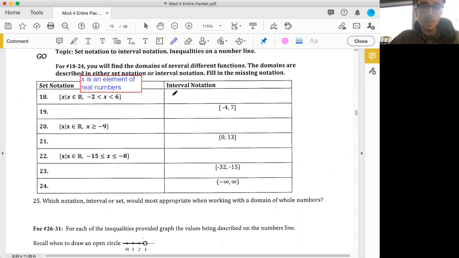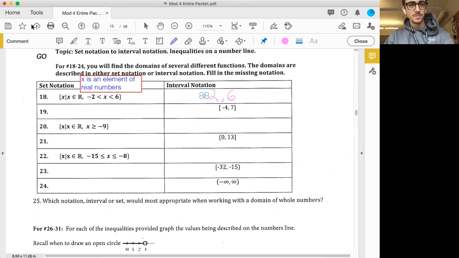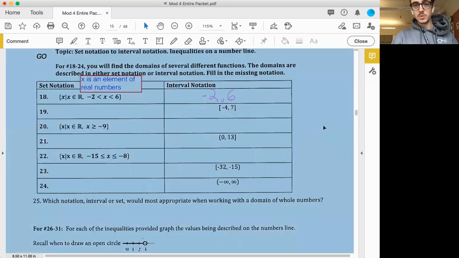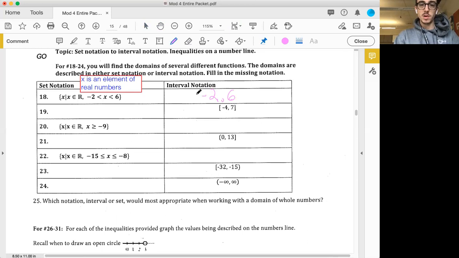We see that this is going from -2 to 6. But how do we want to cap this off? If it's just less than and less than or equal to, how do we want to cap that off? Take a moment, get a quick refresher, think about it. Do we use brackets? Do we use parentheses? What do we use? Hopefully you're saying we use parentheses. There we go.